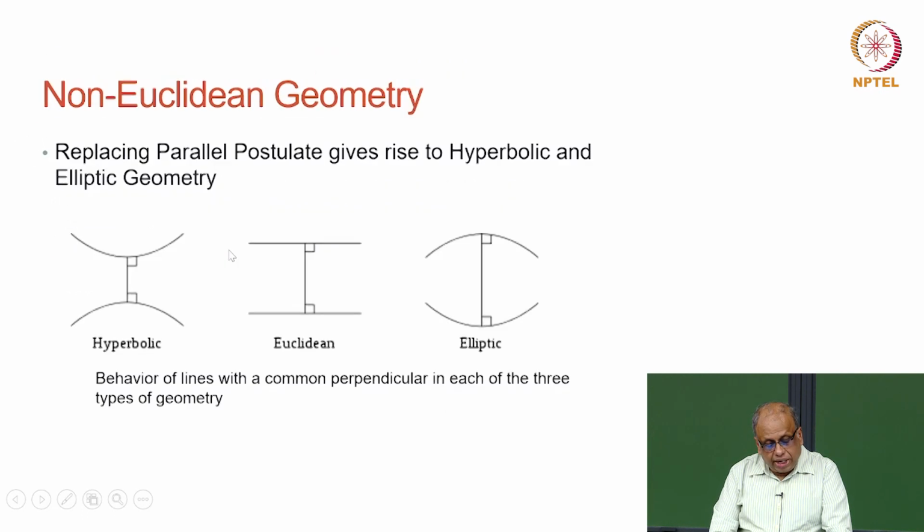But then there are other kinds of non-Euclidean geometry that are possible. In Euclidean geometry, the postulate is that parallel lines will never meet. But there are two other kinds of geometry which are non-Euclidean. One is elliptic, and the other is hyperbolic. And what we are interested in is the hyperbolic geometry.